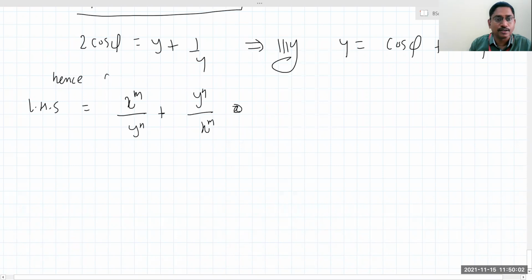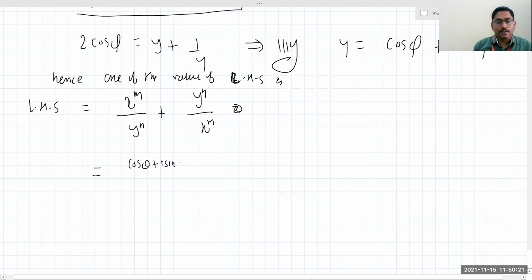Hence, one of the values of LHS is, and I'll write equal to here, because x has two values, one value I consider. Y has two values, one value I have considered. So put the value of x. X is cos theta plus i sin theta, and this is going to be raised to m.